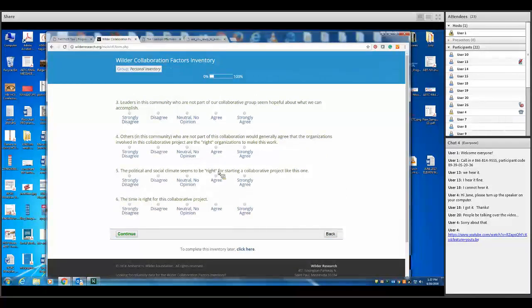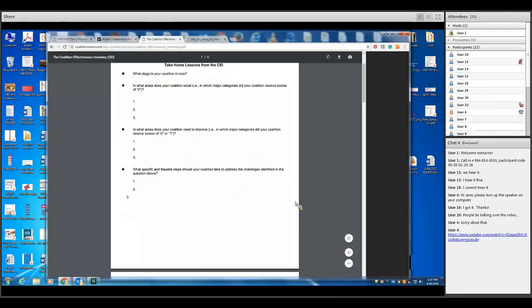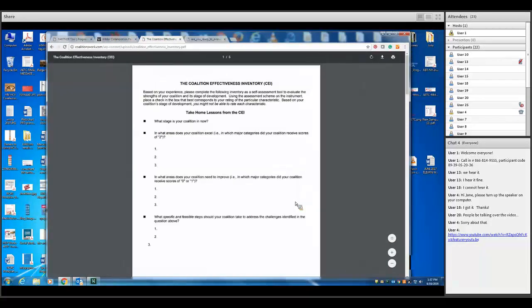And then we have the Butterfoss Coalition Effectiveness Inventory. And this is the tool that I told you has a qualitative component too. It actually asks the partner organizations to list how the partnership or the coalition in this sense excels, where the coalition needs to improve, and what steps the organization recommends that the coalition or partnership take to identify the challenges. So I like that it does capture that particular element.